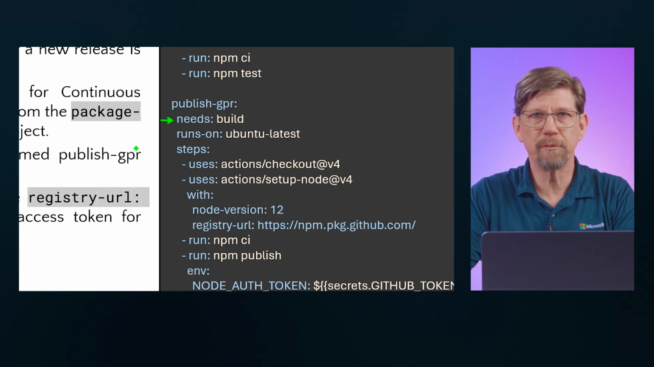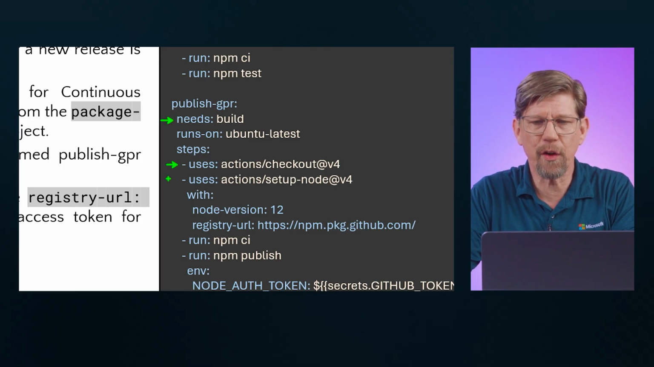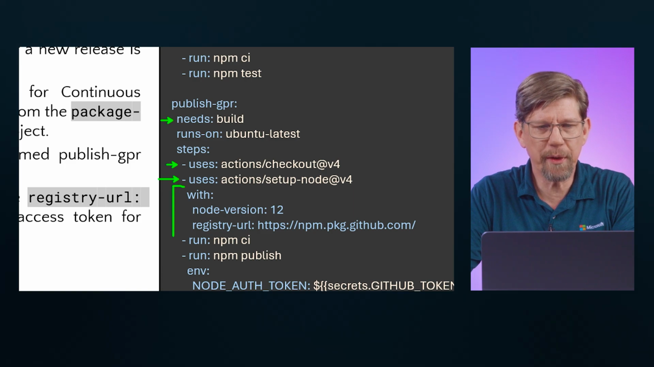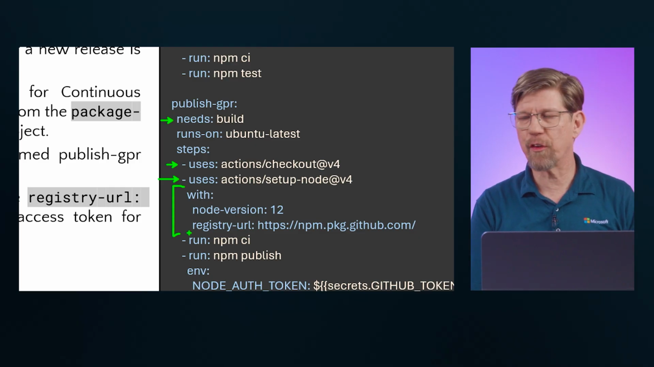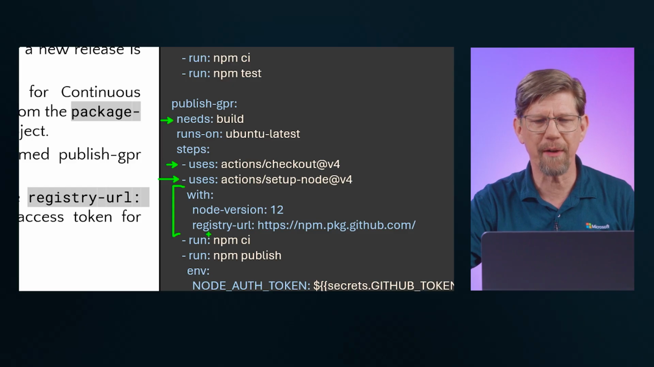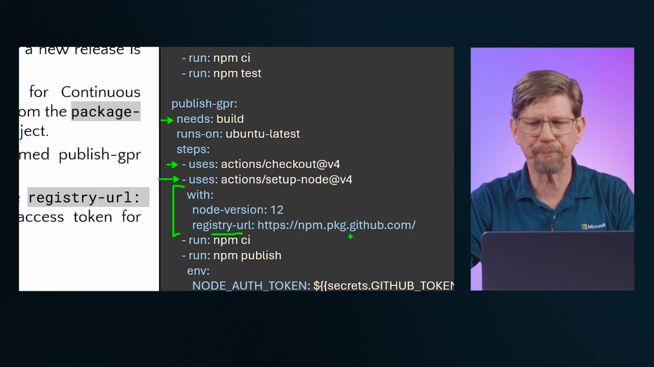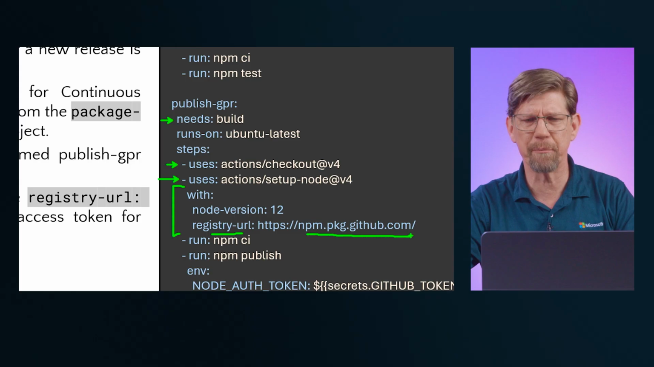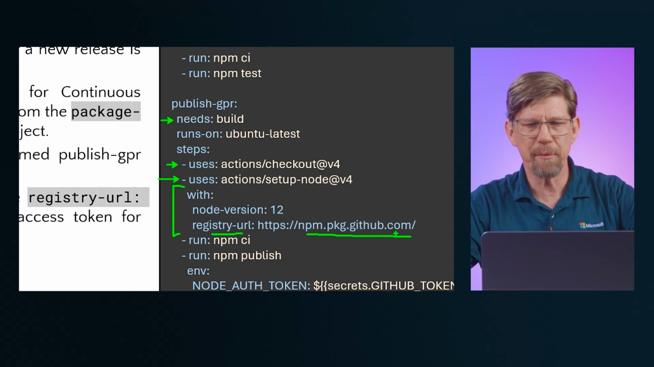We then have our dependency. So we're dependent upon what was up above. And we're checking out our code. We're again setting up Node. But in this case here, we're doing a little bit extra. And we are specifying that there's going to be a package manager. So when we're talking about our registry URL, when we go to push or pull packages, what is that component? And so in this case, we're using the npm package manager at github.com as our package manager.